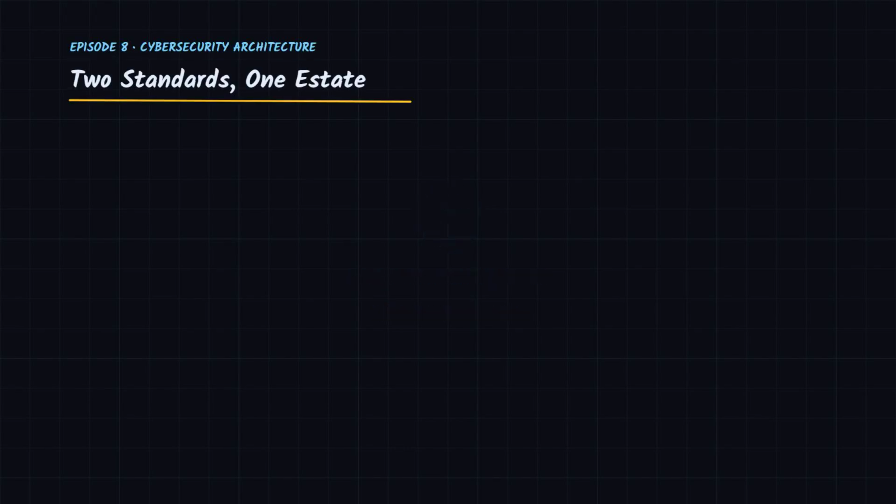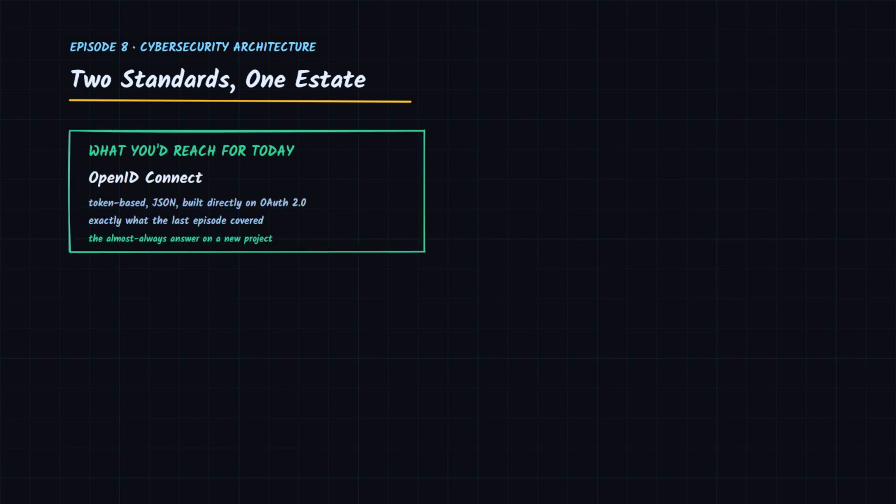Ask an architect starting a new project today which identity protocol they reach for, and OpenID Connect is almost always the answer. Token-based, JSON, built directly on OAuth 2.0, which is exactly what the last episode covered. Ask that same architect why their company's single biggest enterprise contract still authenticates through an XML-based protocol that predates OIDC by the better part of a decade.